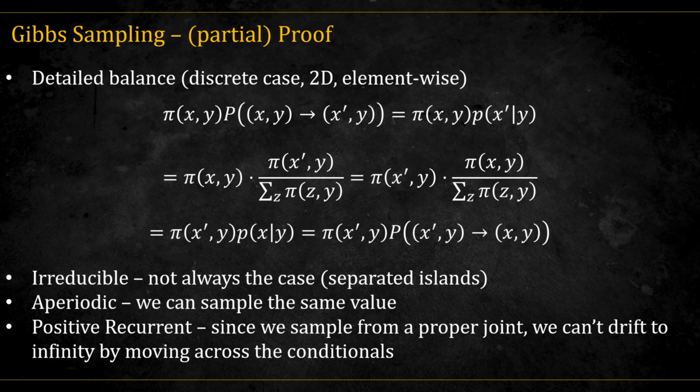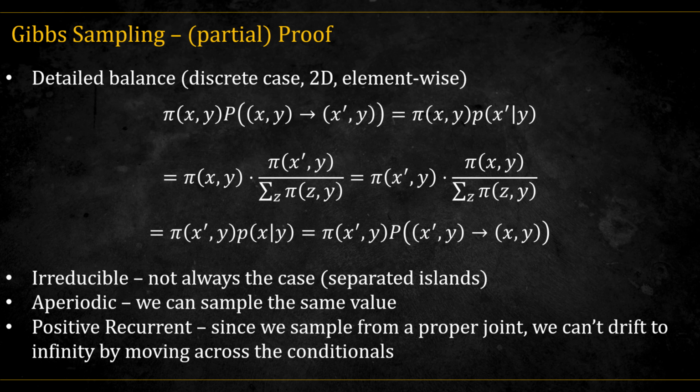So we see detailed balance holds, and this means that the joint pi(x, y) is a stationary distribution of the chain. But in order for it to be unique, and in order for the chain to actually be a representative sample from this distribution, we also need to show ergodicity, meaning that the chain is irreducible, aperiodic, and positive recurrent. So, is the chain irreducible?